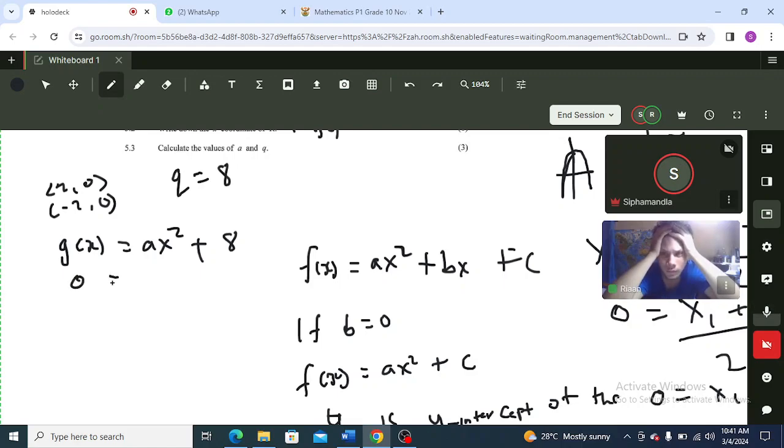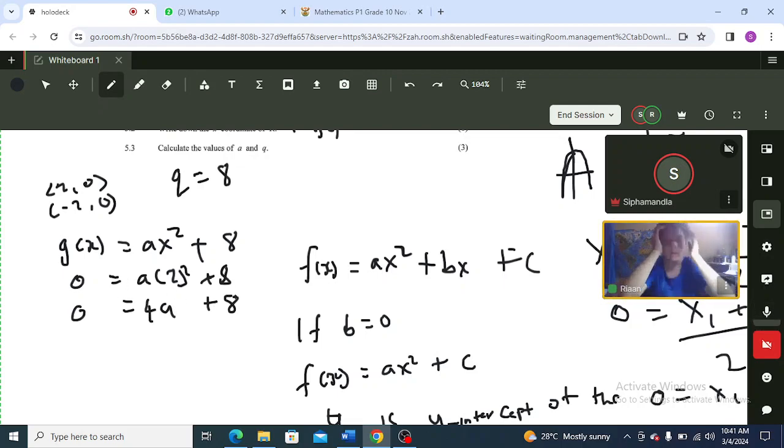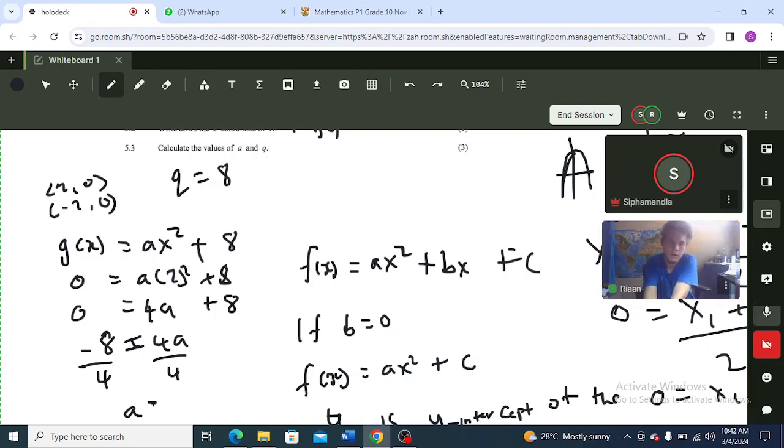So when y is 0, 0 equal to a times positive 2 squared plus 8. Now I have to calculate the value of a, so it's 0 equal to 4a plus 8. Take that to the side, so I have minus 8 equal to 4a. Then divide by 4 on both sides, and the value of a is negative 2.